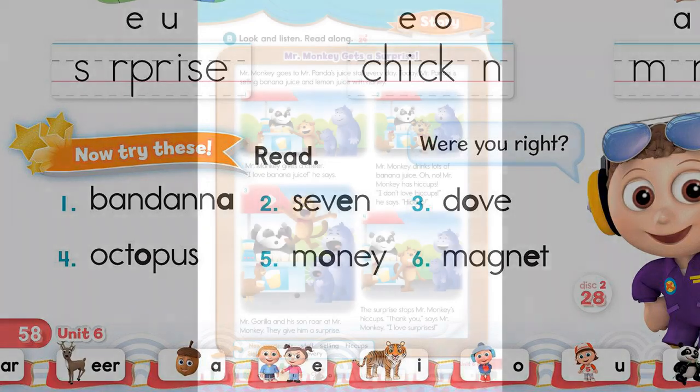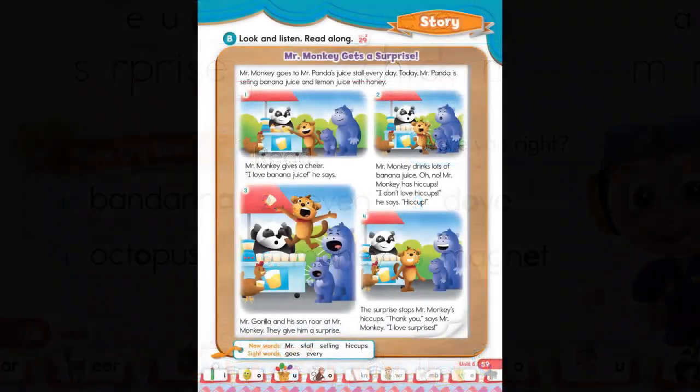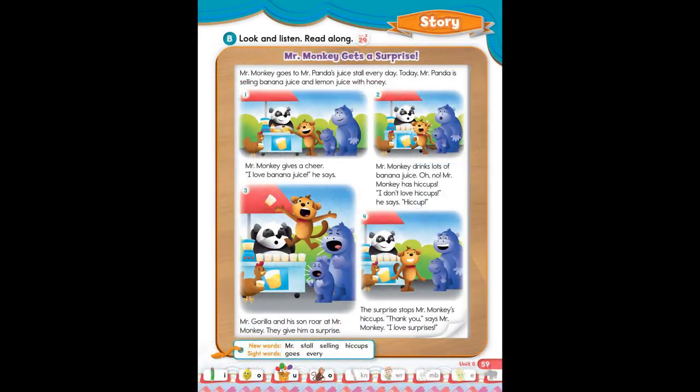Page 59. Story B. Look and listen. Read along. Mr. Monkey gets a surprise. Mr. Monkey goes to Mr. Panda's juice stall every day. Today, Mr. Panda is selling banana juice and lemon juice with honey.